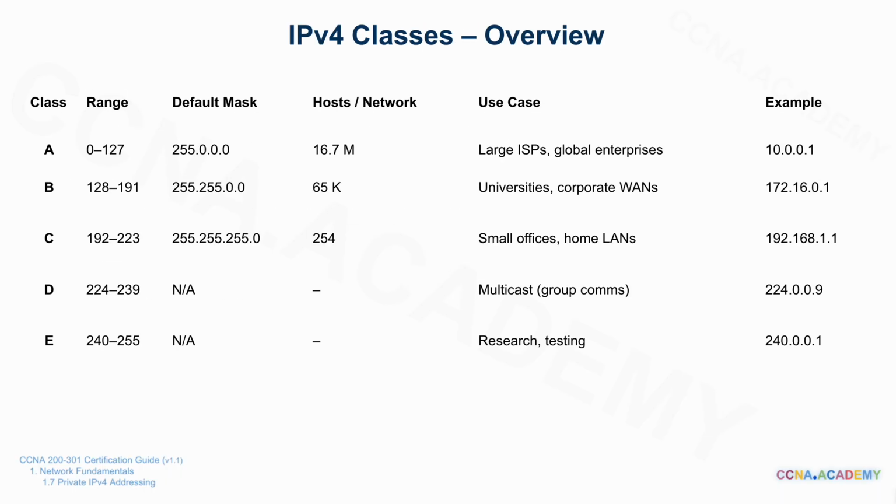Here's a quick visual summary. Each class starts with a specific binary prefix, 0 for Class A, 10 for Class B, and so on. This prefix decides how many bits belong to the network versus the host portion.